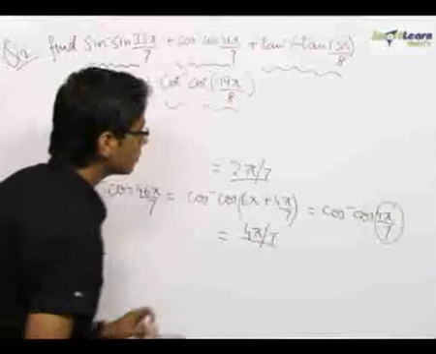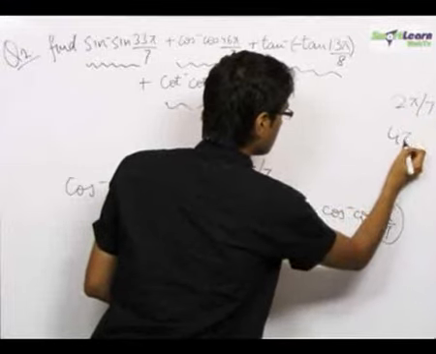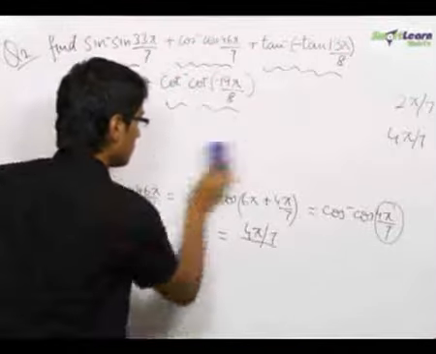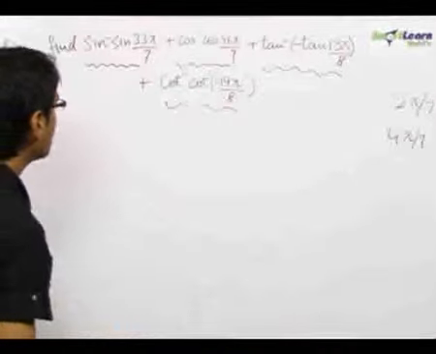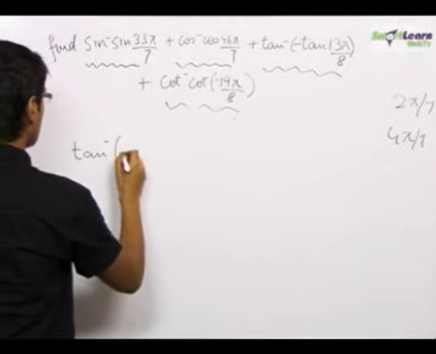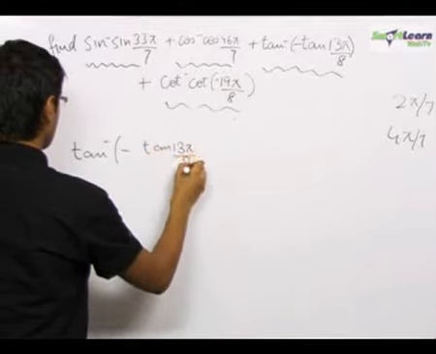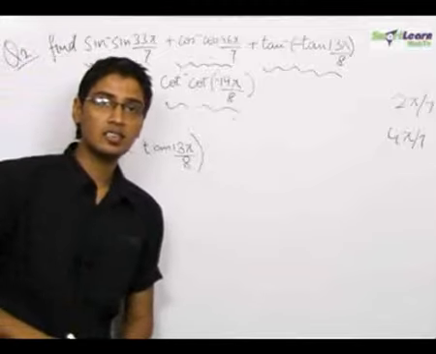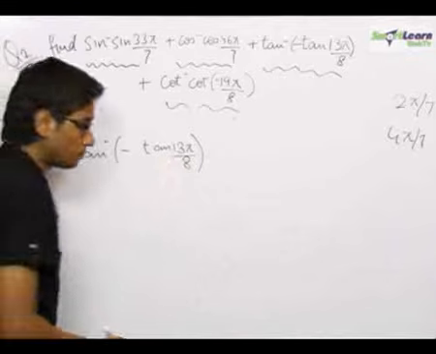We'll write down the values on the right hand side. Now we need to find out tan inverse of minus tan 13 pi by 8. Now we know that tan of 2 pi minus theta is minus tan theta. So we can convert this minus tan theta into tan of 2 pi minus theta.